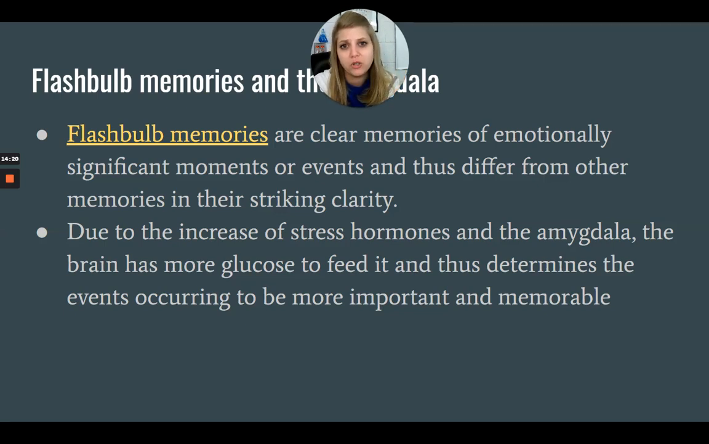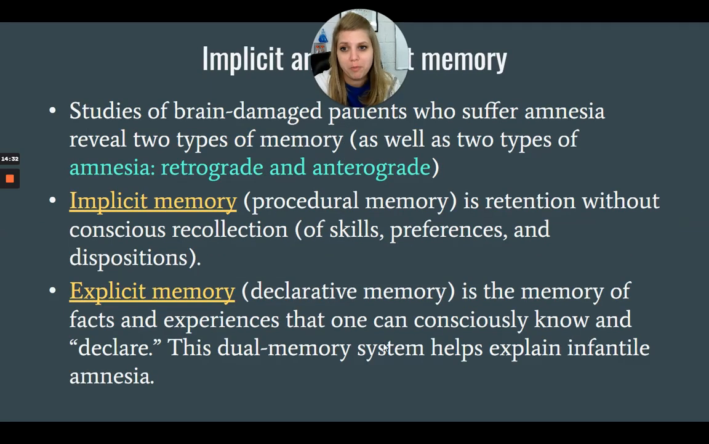And you likely will too when something really drastic happens in your life, that you can have this stunning clarity of those events because of that emotion. And so that's referred to as a flashbulb memory.